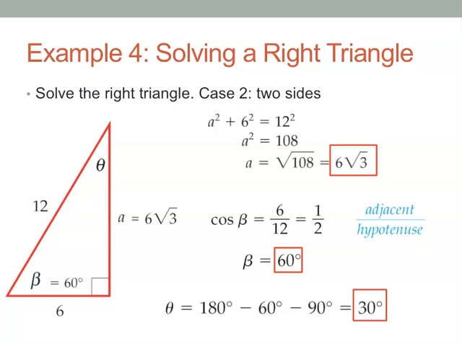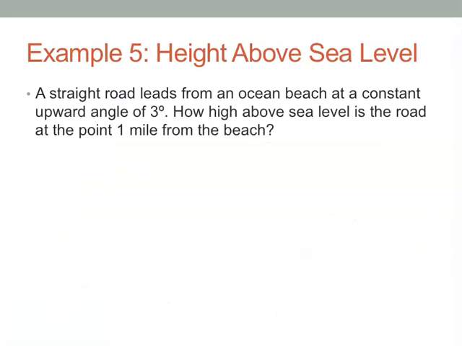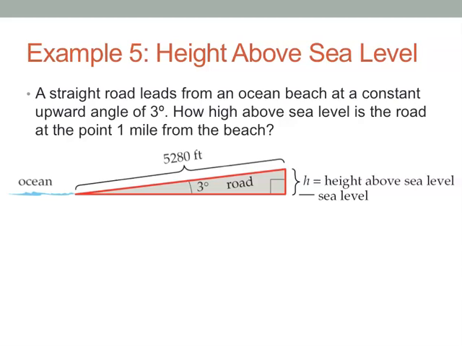Let's do another example, this time more of a word problem. A straight road leads from an ocean beach at a constant upward angle of 3 degrees. How high above sea level is the road at the point 1 mile from the beach? Okay, so here's a picture. We have the ocean here on the left, and the road that leads from an ocean, so it's going away from the ocean, goes up at an upward angle of 3 degrees.